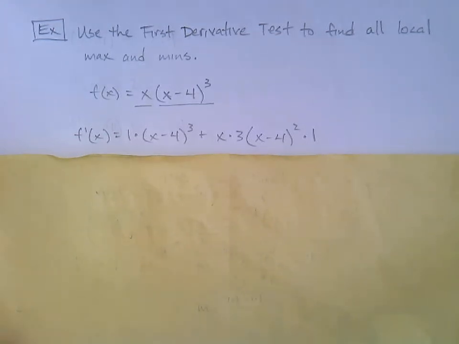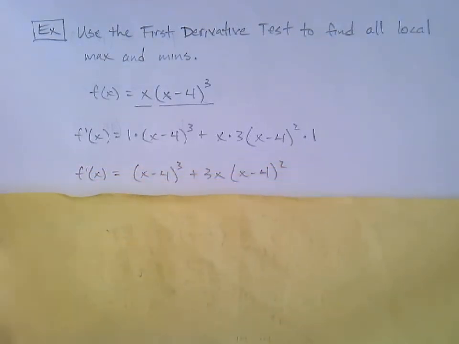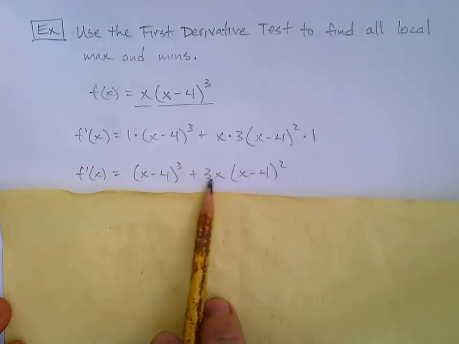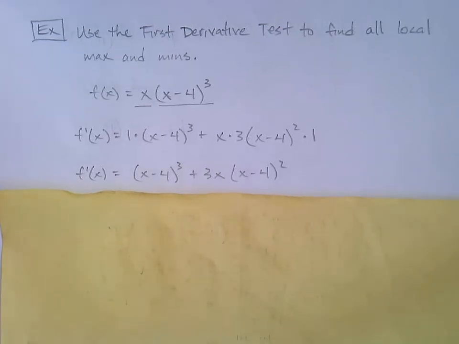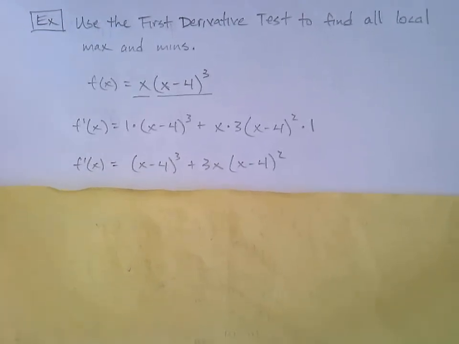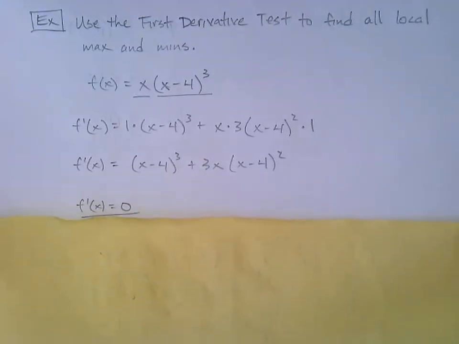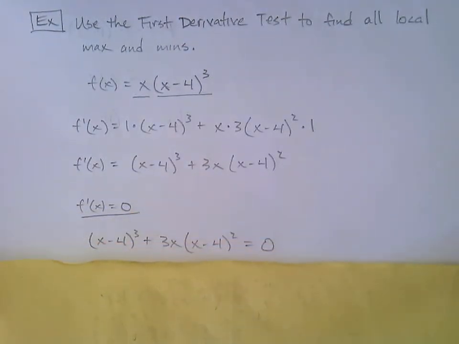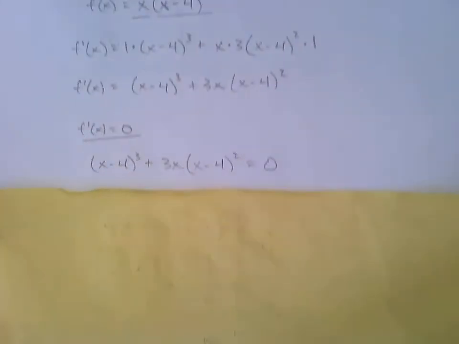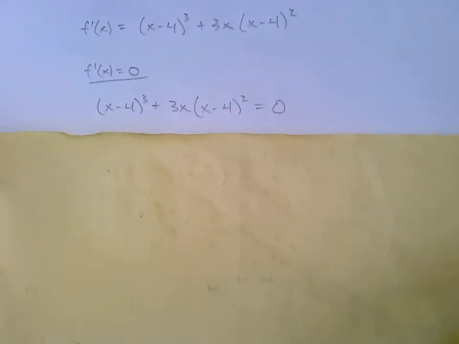Okay, let's clean this up a little bit. We'll just call it x minus 4 to the third plus 3x times x minus 4 squared. So we're still trying to find the critical numbers, looking to find where this thing is increasing and decreasing. So let's set that derivative equal to 0. All right, x minus 4 to the third plus 3x times x minus 4 squared equals 0.